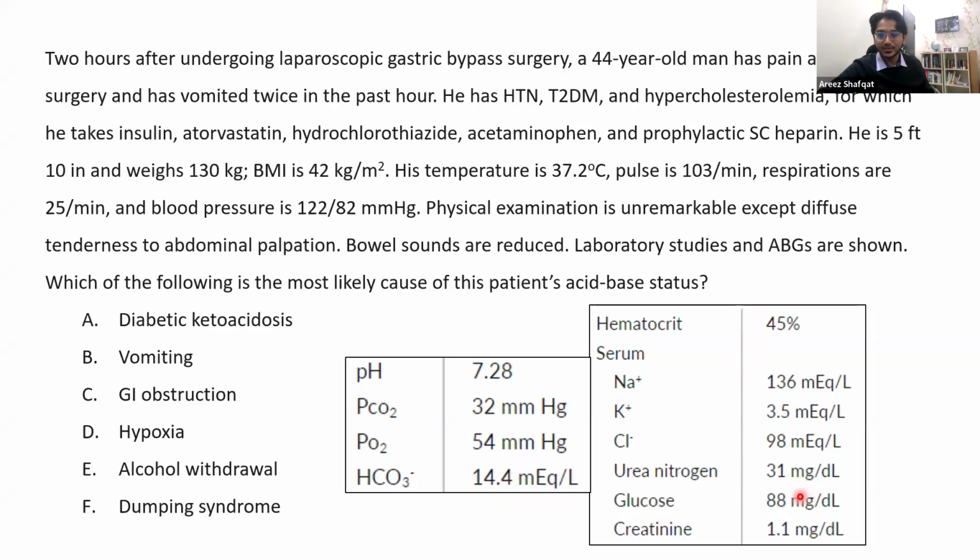My screen isn't showing this properly. Just 1 second. Okay.